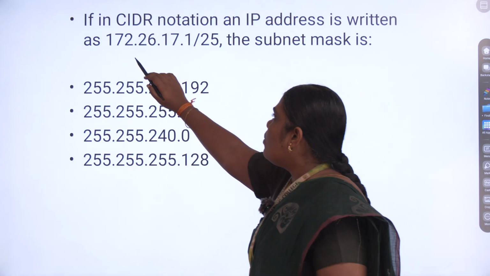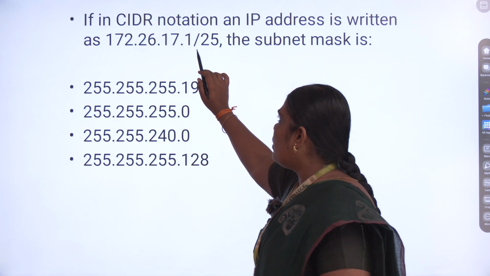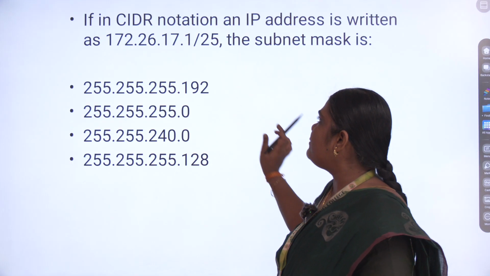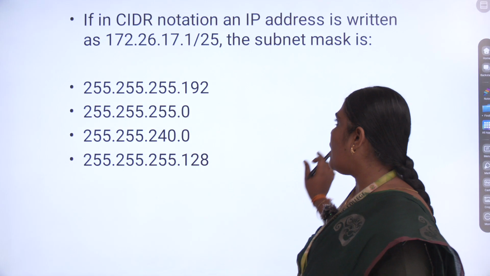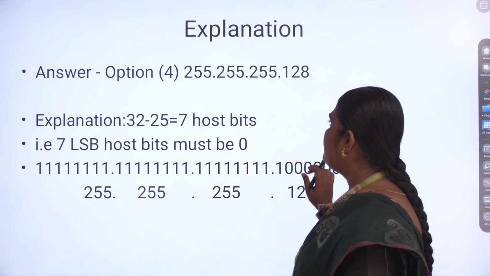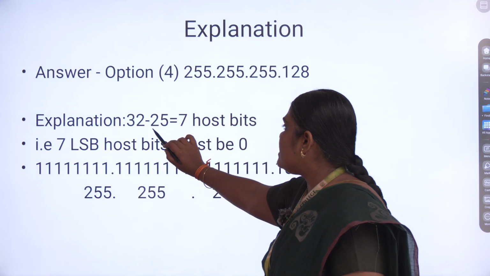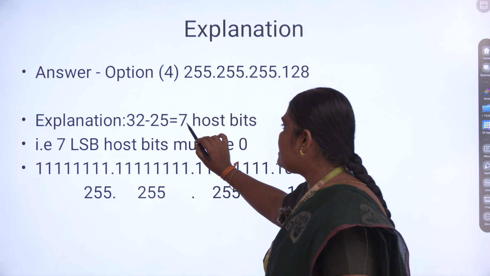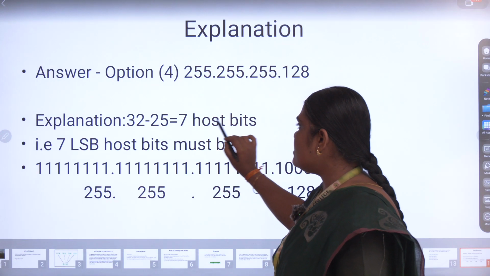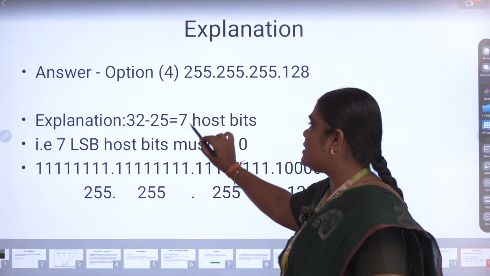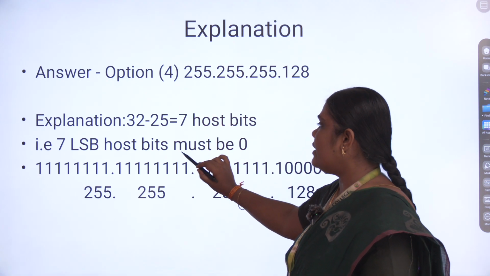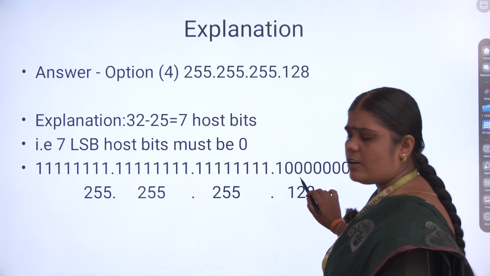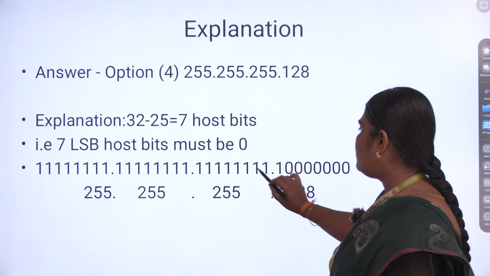Here in this problem, 172.26.17.1 is given as the IP address. See, here /25 is given. So /25 is nothing but the network address or network ID. If we subtract this from 32, we get 7. 32 minus 25 is equal to 7. This denotes 7 host bits. 2 power 7 will give the host IDs for this IP range.